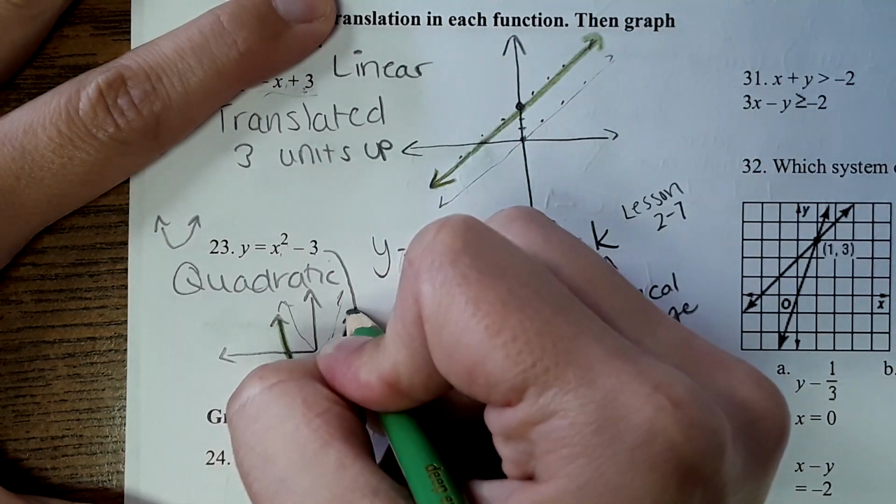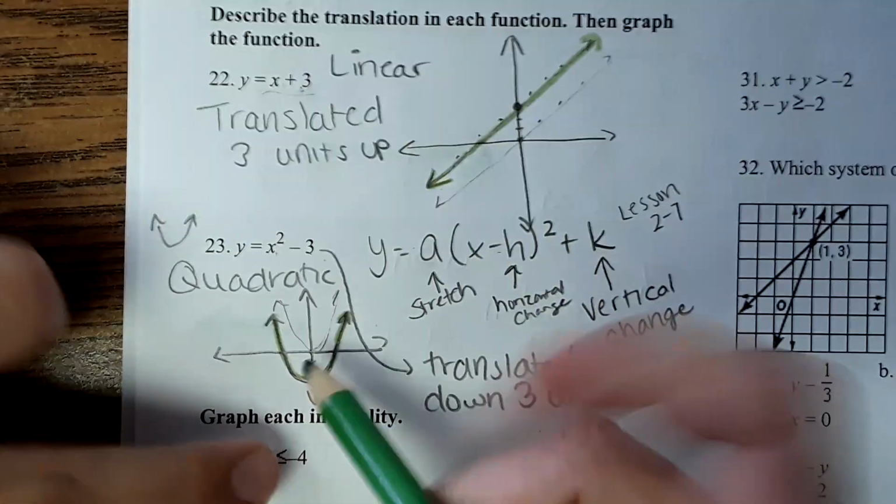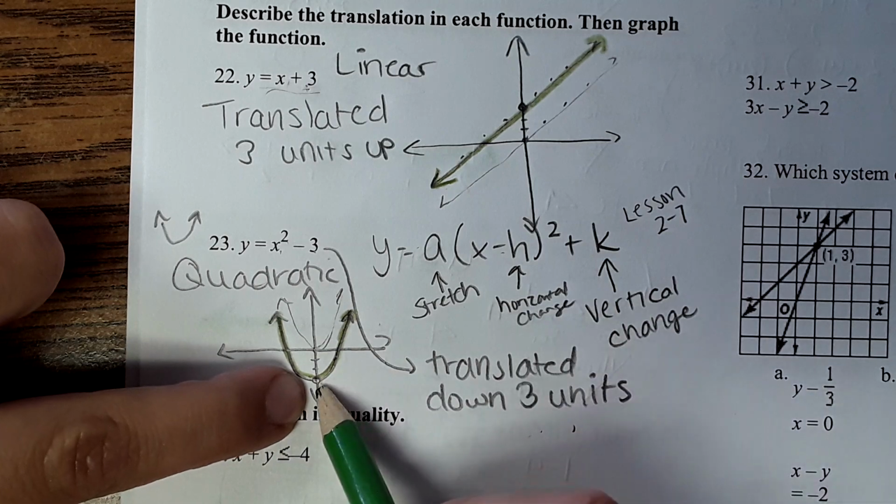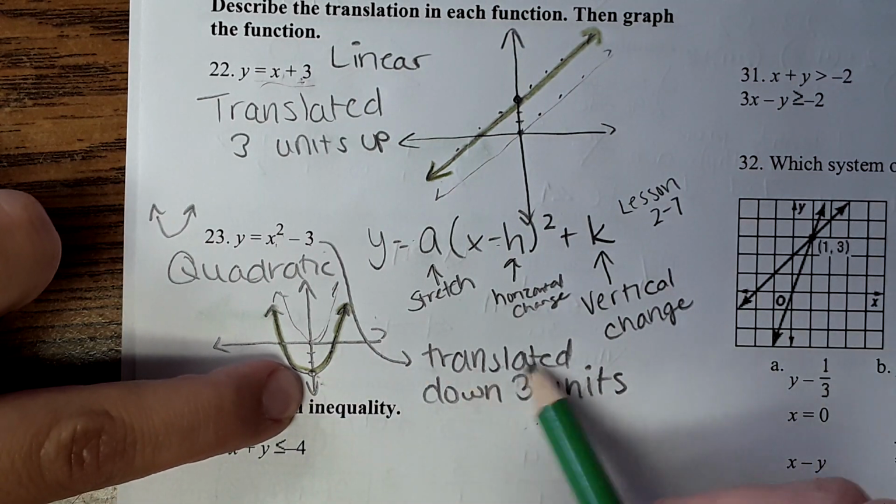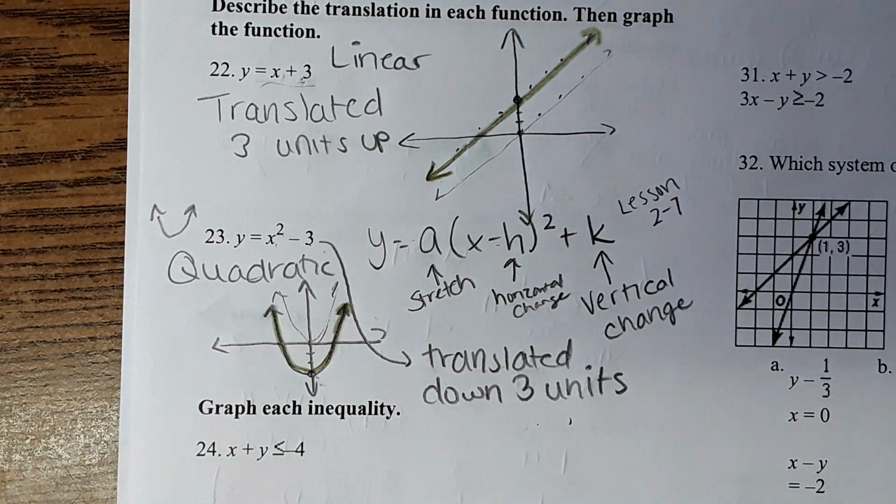So as you know, the exam's multiple choice. You're looking for the graph that looks like this, that has a point at -3 on the y-axis. And then you're also looking for the statement translated down 3 units.